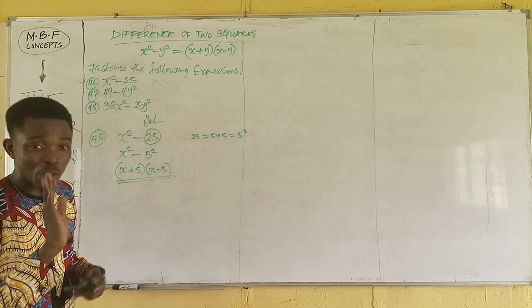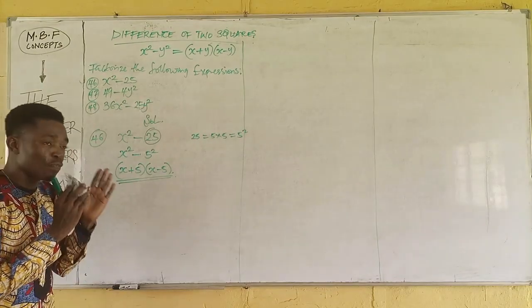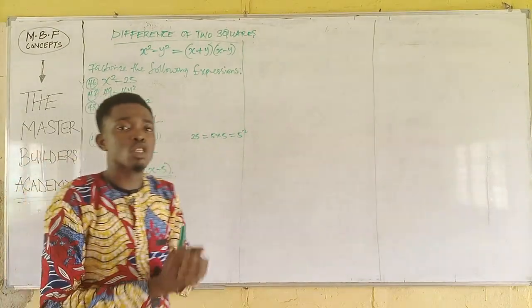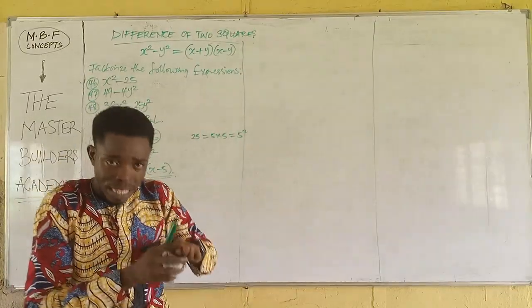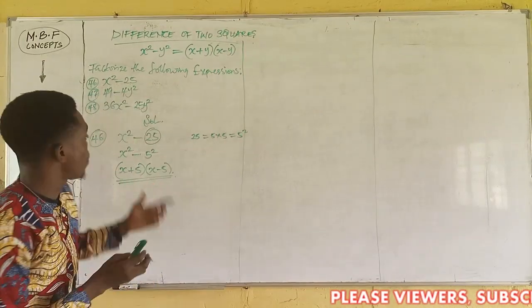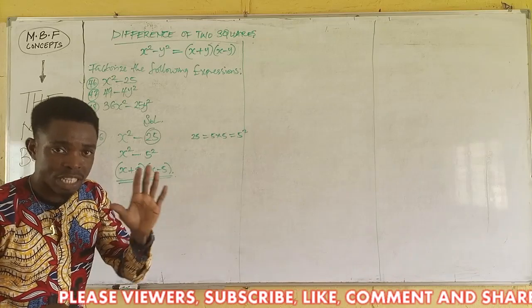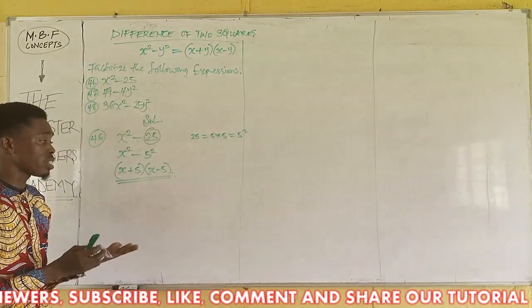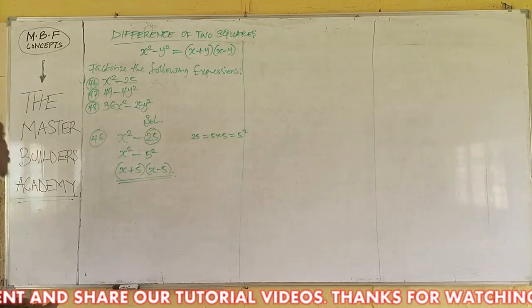All you need to do is to see how you can convert both terms to have the power of 2, and the sign between them is negative. Once the sign between them is negative and they both have a power of 2, all you need to do is pick the first term plus the second term, open bracket, pick the first term minus the second term. So the first bracket will be positive, the next bracket will be negative, or either can come first. This is it for question number 46.